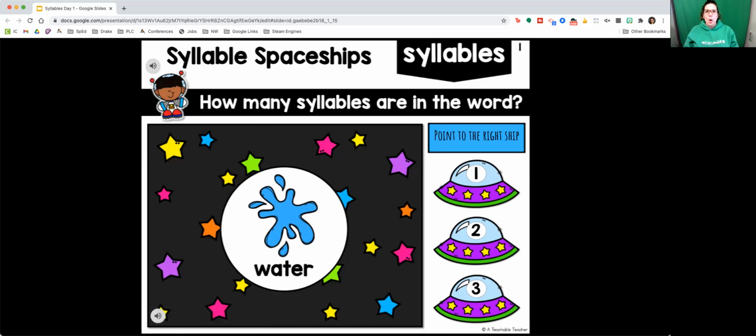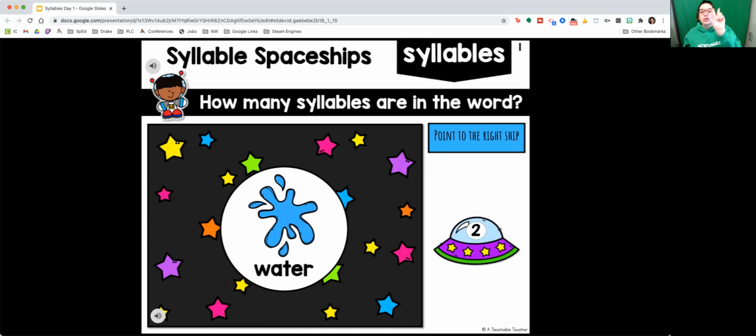Let's clap out water and see how many syllables we have. Water. How many times did we clap? 2 times. Water. We have 2 syllables in water. Where do you see the spaceship that has the number 2? Point to the spaceship with the number 2. There it is. Water has 2 syllables.